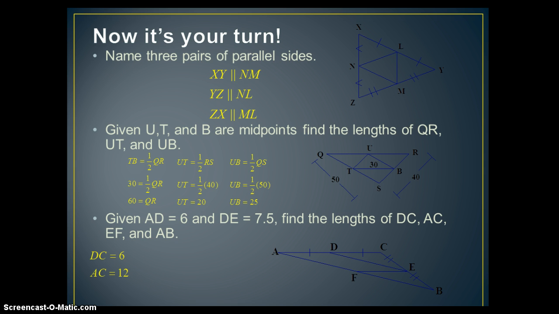For the next one, we know AD is 6, so DC is the same length, it's also 6, making AC 12. EF is half of AC because it's a midsegment, and so EF is 6. And DE is going to be half of AB, so AB is going to be twice as big, which makes AB 15.